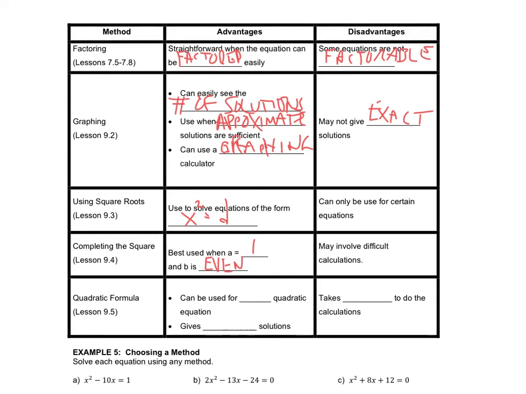And then there's the quadratic formula. The major advantage here is it can be used for any of our quadratic equations. It can be used for any single one we want. We just have to make sure we get it into ax squared plus bx plus c equals 0, and it gives exact solutions. It's always going to give us the most exact of all of these.